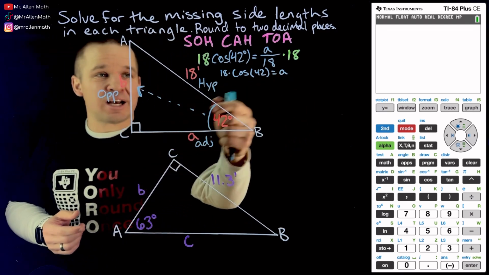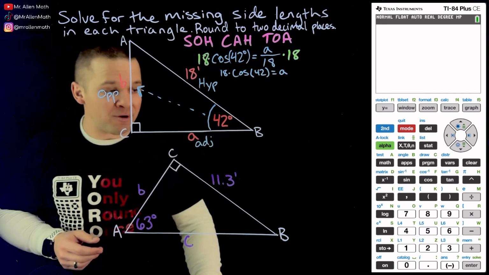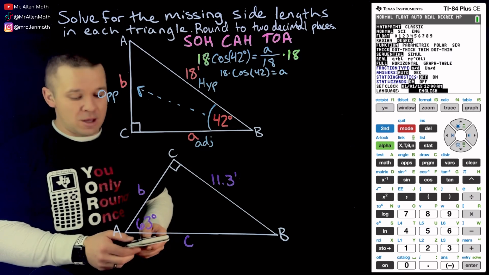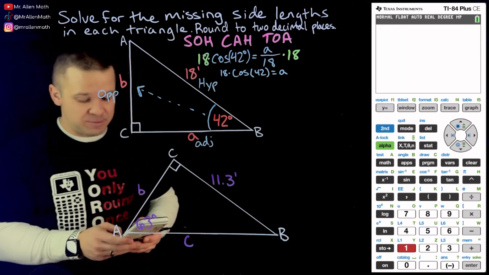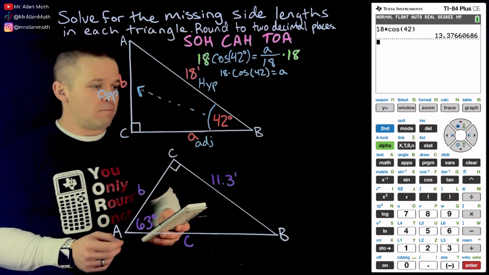I can literally just type that into my calculator right now, especially because I have it in degree mode. Remember, if you're not in degree mode, like we have right here on the third line over to the right, make sure you are. If you forgot when we first did it, make sure you're in there. Otherwise, you're going to get a crazy answer. But now I can just hit 18 times cosine of 42. Boom.